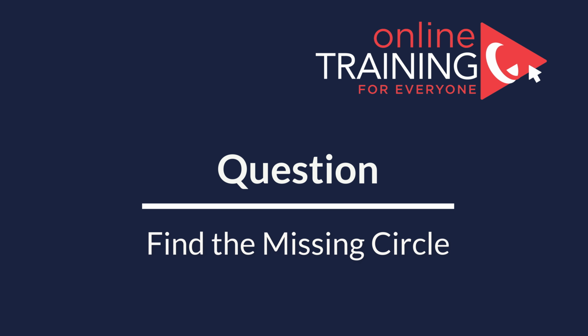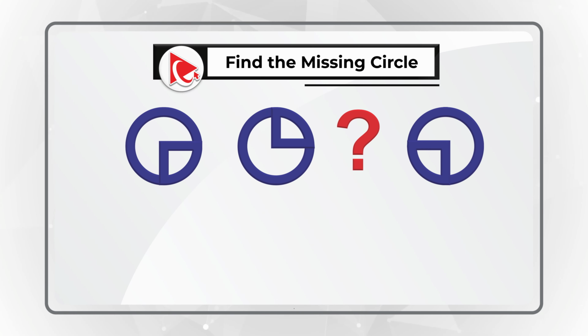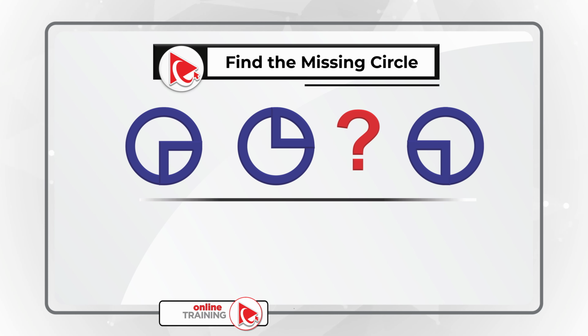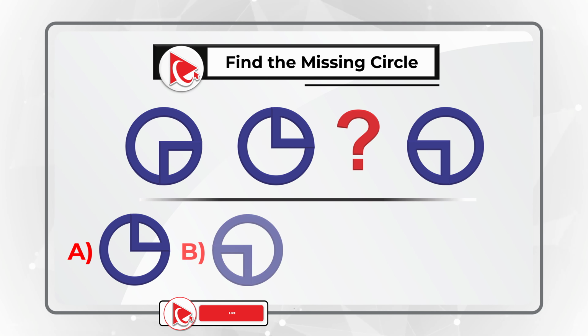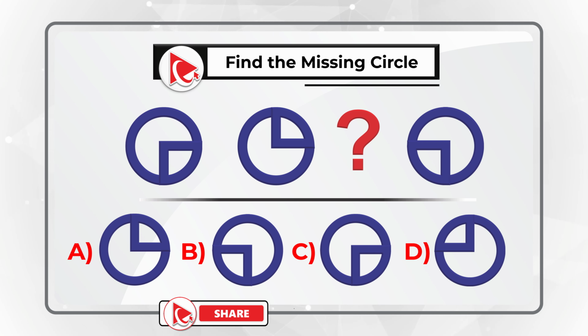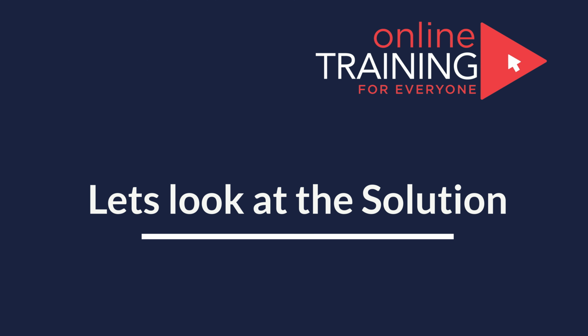Here's a very interesting problem which tests your analytical skills. You are presented with 3 circles and 1 circle is missing. You need to select the missing circle out of 4 possible choices. Choices A, B, C, and D. I think the answer here is obvious, but please make sure to make your selection. And on my end, I'm moving forward to share with you my version of the solution. And obviously, if you have a better way to solve it, please make sure to share in comments.